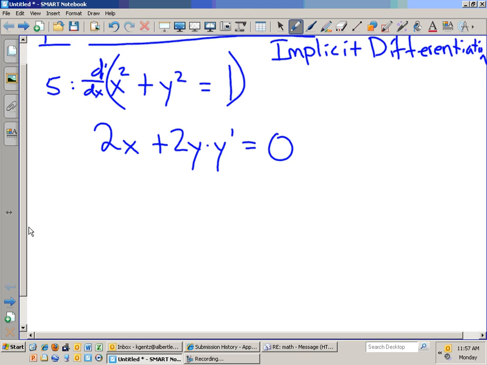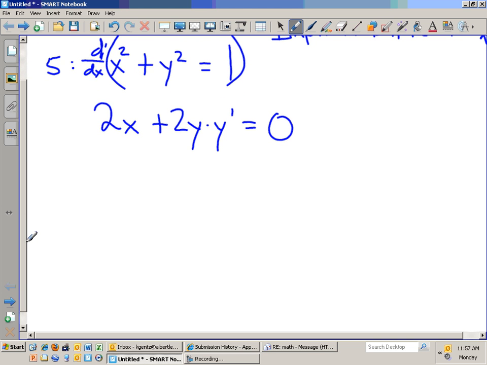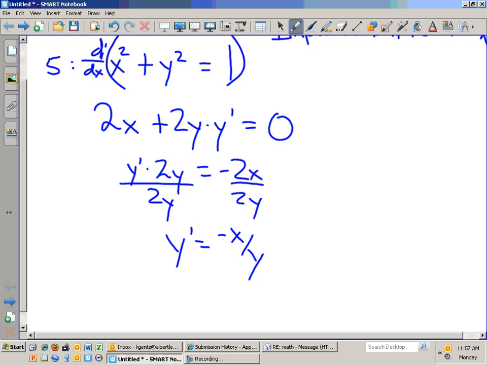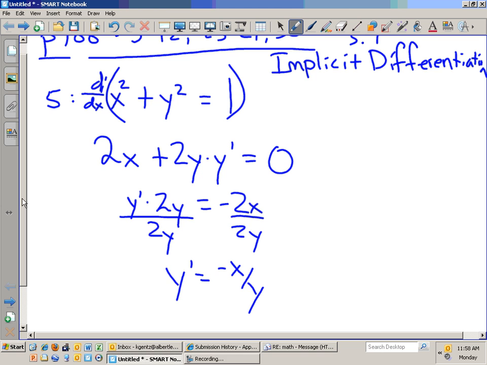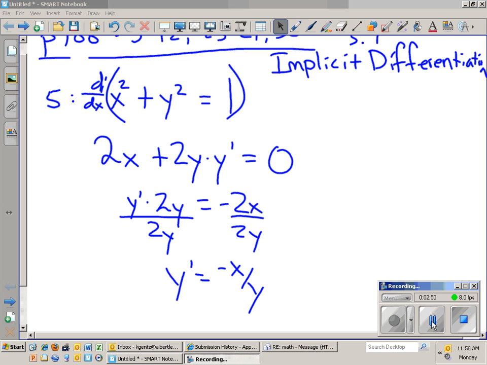How do I solve for y prime? I subtract my 2x. 2y times y prime is equal to negative 2x. Divide both sides by 2y, and you get y prime is equal to negative x over y. Piece of cake. Okay? Try number 6 on your own. Go.